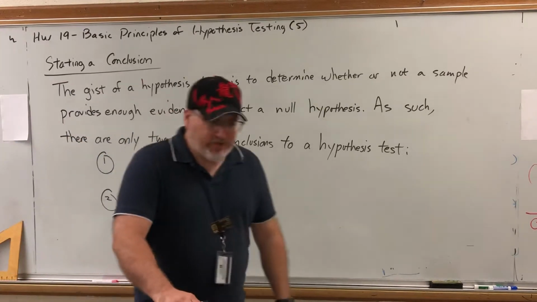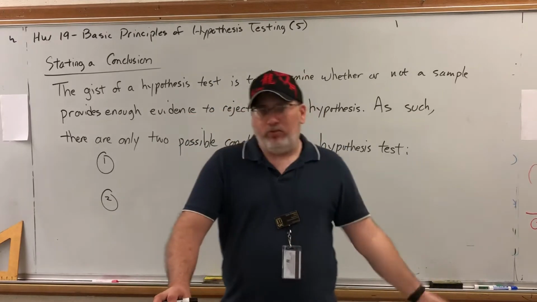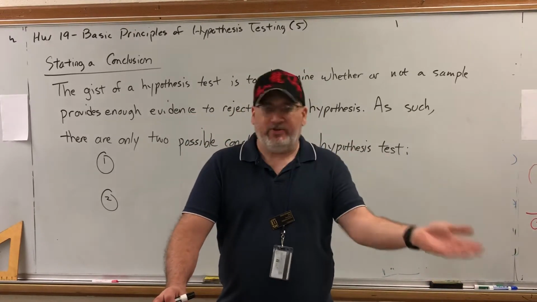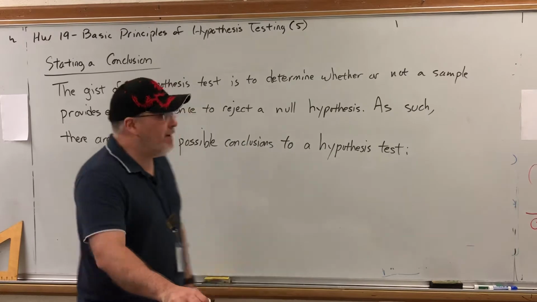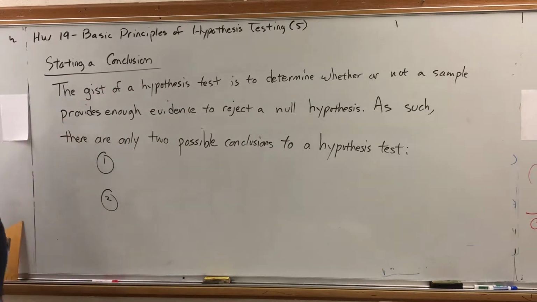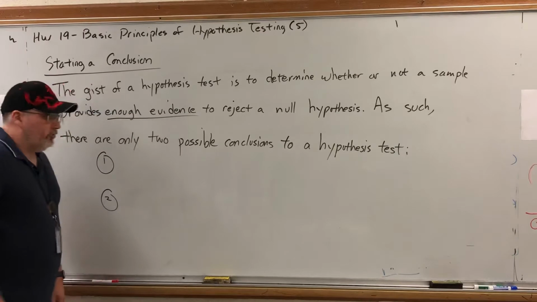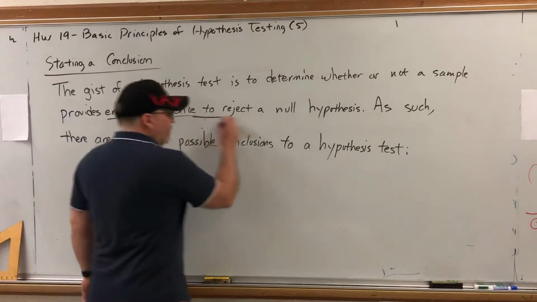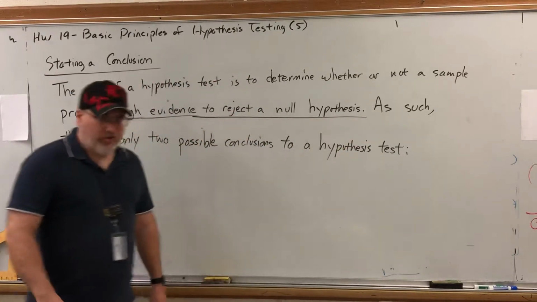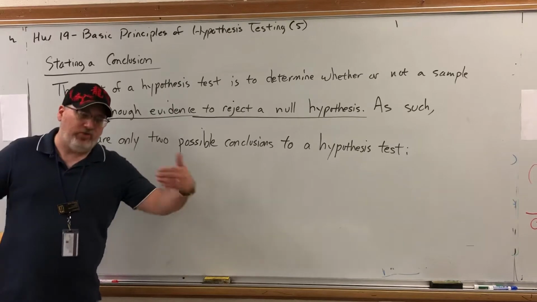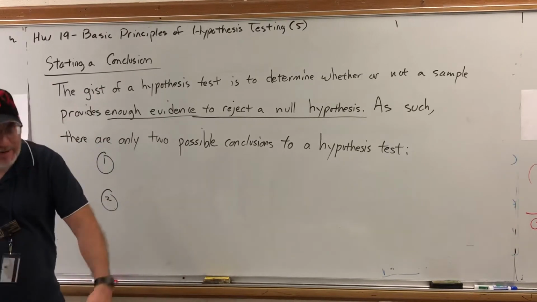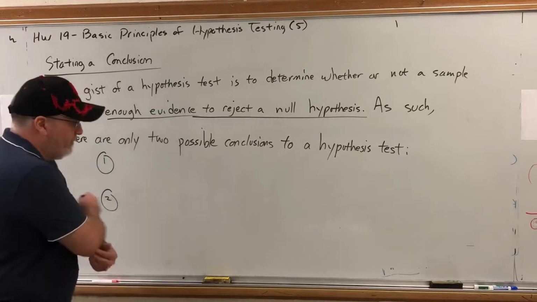In the past videos, I've kept alluding to whether or not the sample provides enough evidence to do this or that, and that's pretty much how a hypothesis test will conclude. The gist of a hypothesis test is to determine whether or not a sample provides enough evidence to reject a null hypothesis. So this is the question we're trying to answer: is there enough evidence to reject what you claim about your population parameter?